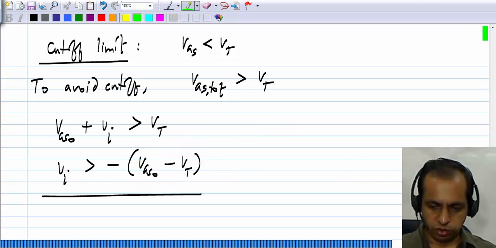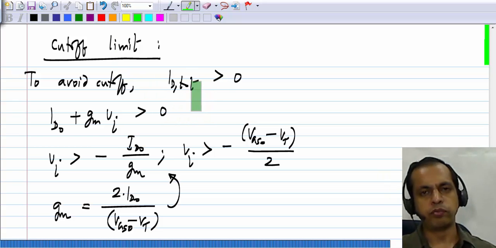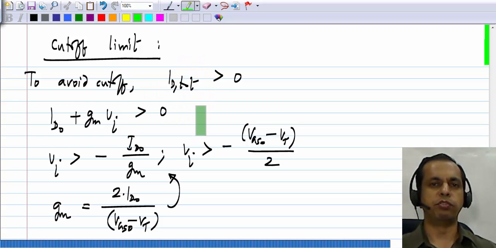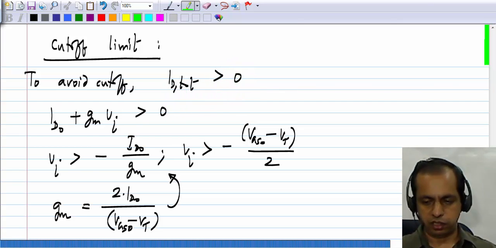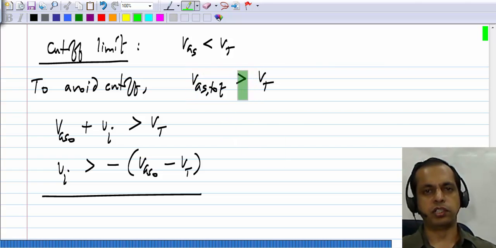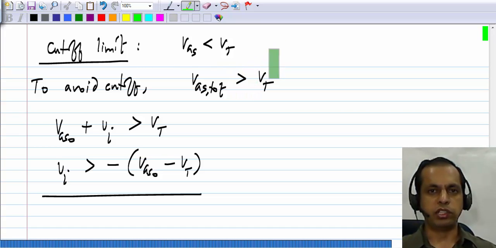So first, please understand what we are doing. We evaluated the cutoff limit in two different ways. In this case, we have imposed the condition that the total drain current has to be more than 0, and in this case we have imposed the condition that the total gate source voltage has to be more than the threshold voltage, and the two give different answers. Why is that?